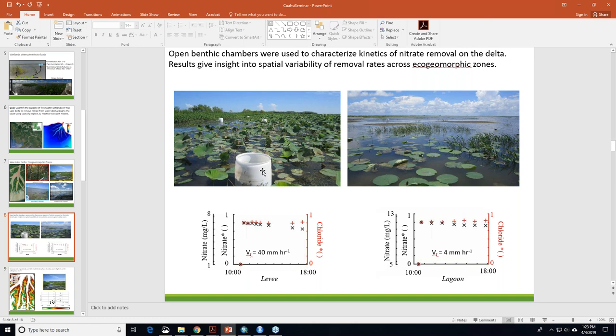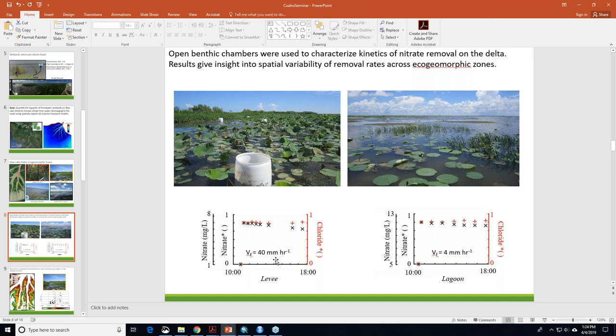So what you're looking at here is the nitrate concentration in milligrams per liter and the normalized nitrate concentration. In this chamber, I added chloride as a conservative tracer. And we see a decrease in nitrate per time in each of these chambers relative to the conservative tracer. So that is indicating some sort of removal. If we take the slope of this line, we get a first order reaction rate, which I'm calling VF. So for the levee, this is one example. We have a VF of 40 millimeters per hour.